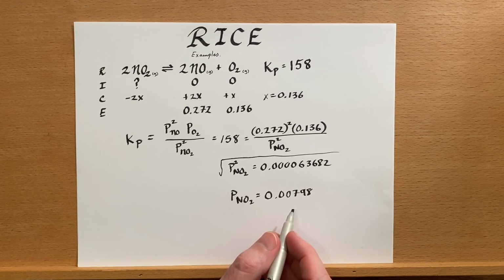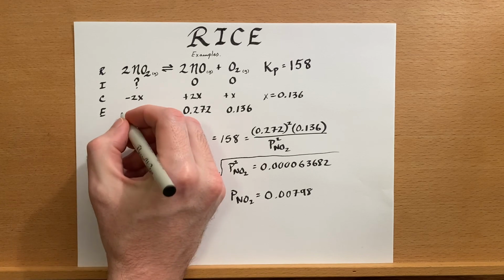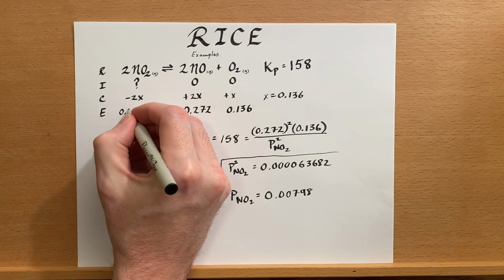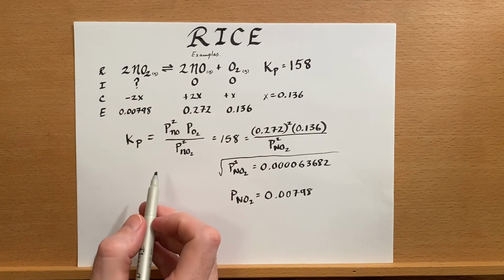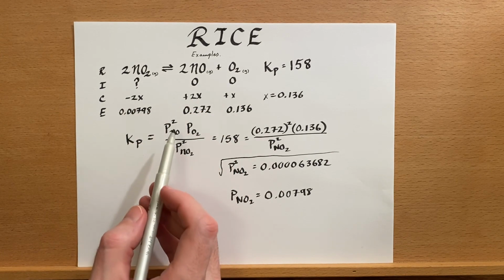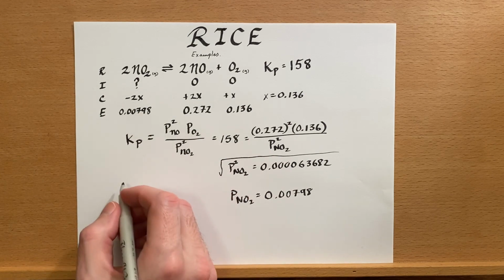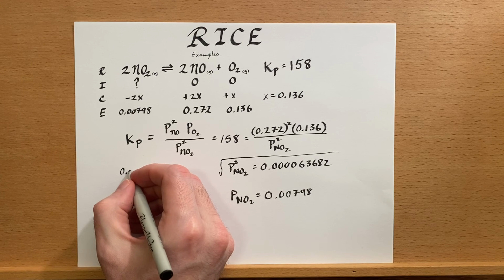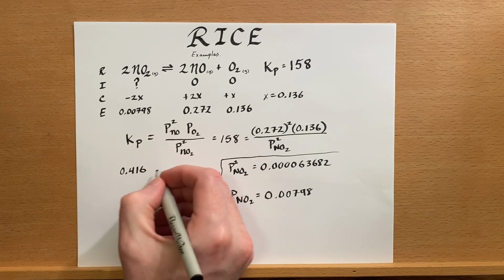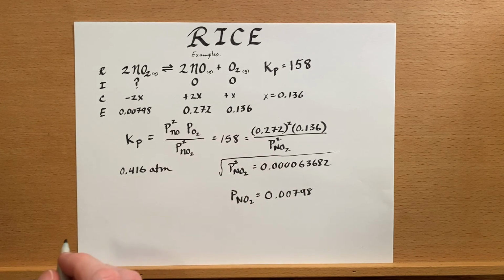Now we have all of the equilibrium pressures, so I could just write that right up here. And then if we want the total pressure in the flask, we'll just add all of these up. And for a total pressure, I got 416 atmospheres. So that's how to solve that particular problem.